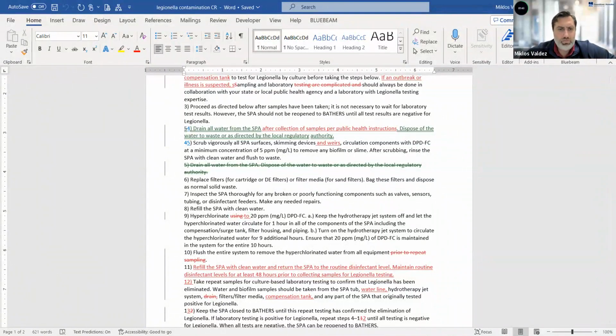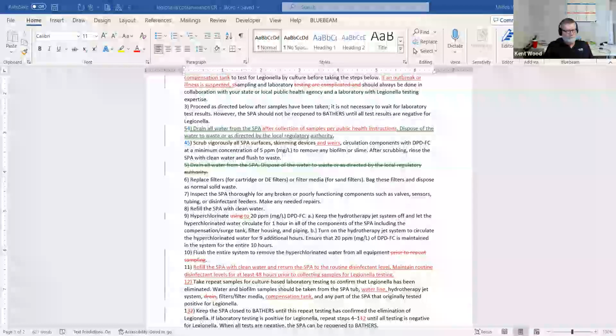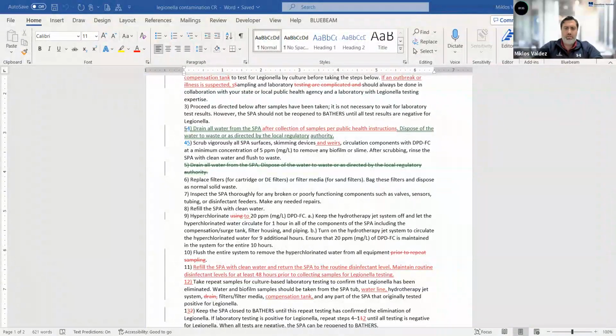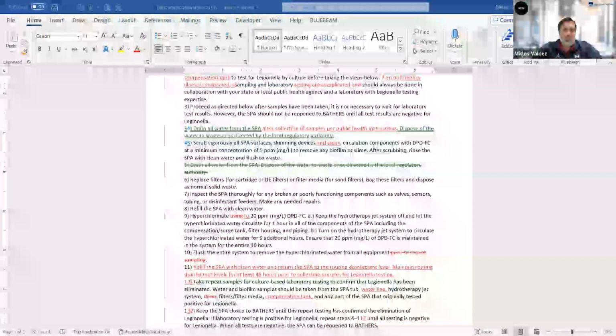We ready to vote? Anyone not in support of the CR? Not in support. Okay. This one is supported.